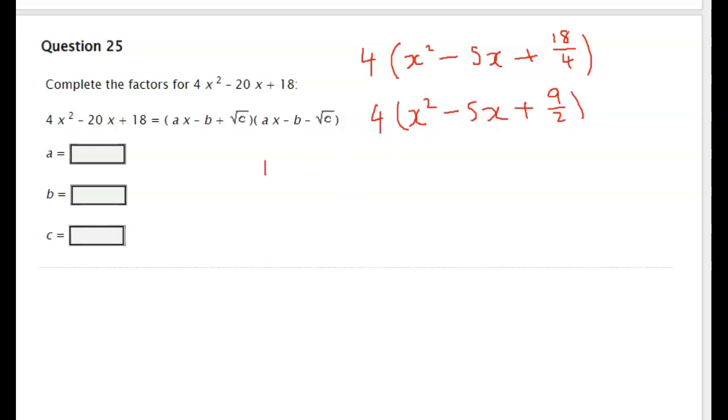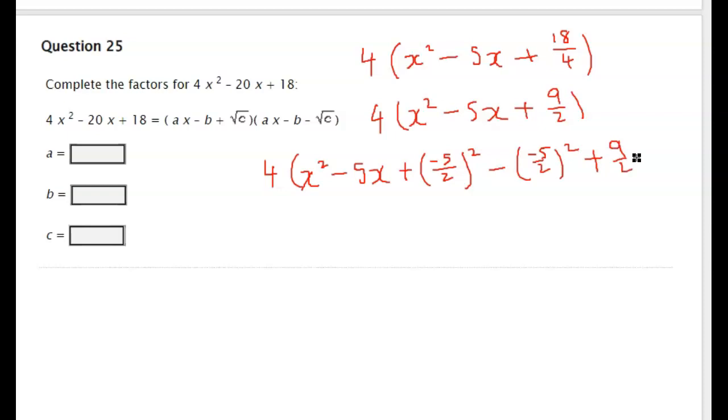Now I'll leave this 4 out the front, okay, and we're just going to complete the square with the expression inside the brackets. So we keep the first 2 the same. All right, we're going to add b, which is negative 5, on 2 squared, and then we're going to take it away. And then we add the 9 on 2. Okay, so similar to before, we are dealing with fractions, which sometimes can be a real pain, but the process is the same. So you just need to take your time.